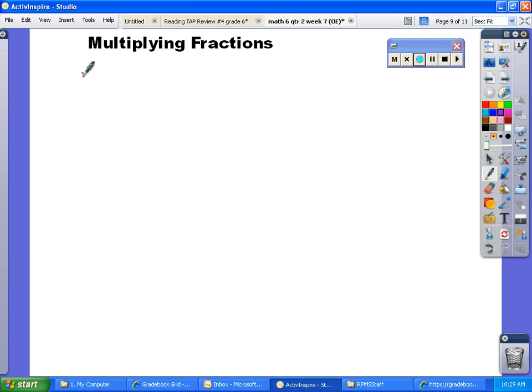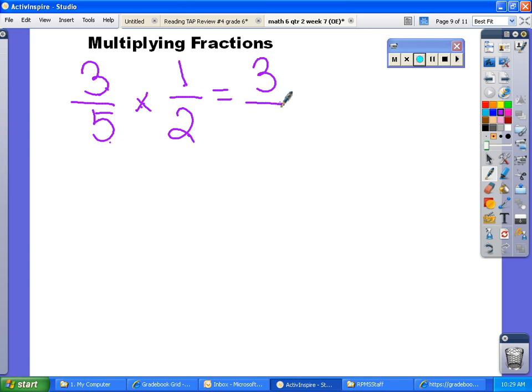So if we had the fraction 3/5 times 1/2, the rule is you're going to multiply the numerators together, so 3 times 1 is 3, and you're going to multiply the denominators together, 5 times 2, which equals 10. Your answer should always be in simplest form. And I'm looking here, there is no common factor between 3 and 10, so my answer is in final form.